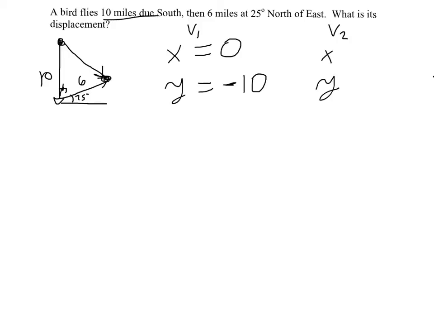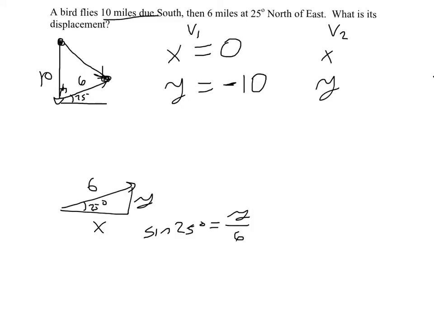The second vector is a little tougher, so I'll redraw it. It's 6 in this direction at 25 degrees. So I'm going to have to use some trig. Here's my y component, here's my x component. So again, back to V2, the sine of 25 degrees equals y over 6, and the cosine of 25 degrees equals x over 6, just using some trig. So solving for each of those, for my y, I get 6 times sine of 25, and I get y equals 2.54.